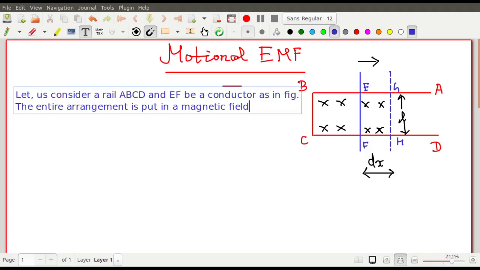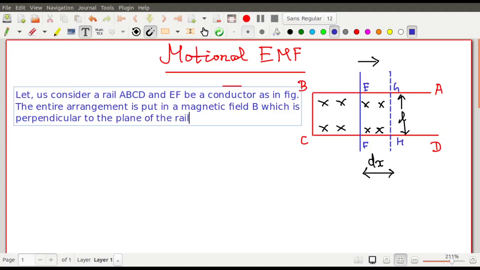The entire arrangement is put in a magnetic field B vector, which is perpendicular to the plane of the rail, right? So the entire arrangement is put in the magnetic field B vector. This cross actually denotes the magnetic field, and the magnetic field is perpendicular to the plane of the screen. Okay, so the magnetic field is perpendicular to the plane of the screen.